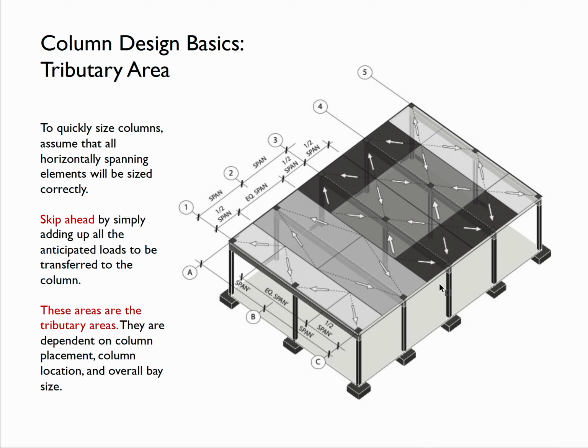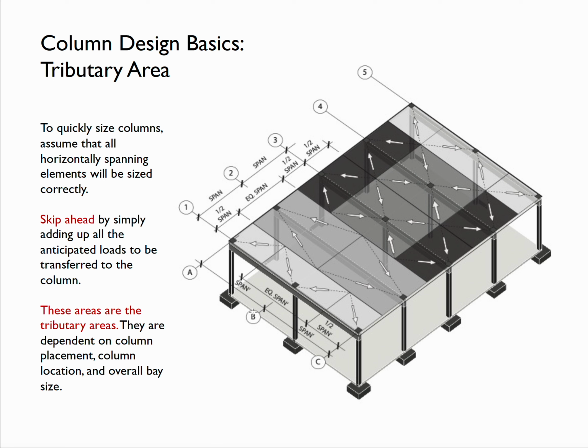Because we've already dealt with sizing of beams, we're not going to go through this again. To quickly size the columns, we can assume that all of the horizontal spanning members, whether that's deck, purlins, or girders, will be sized correctly. Okay? So if all you're really worried about is the columns, you can skip ahead by simply adding up all the anticipated loads that would be transferred to the column. This is, just like we did with beam design, called tributary area.